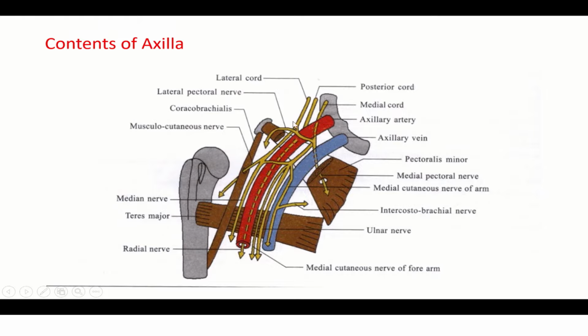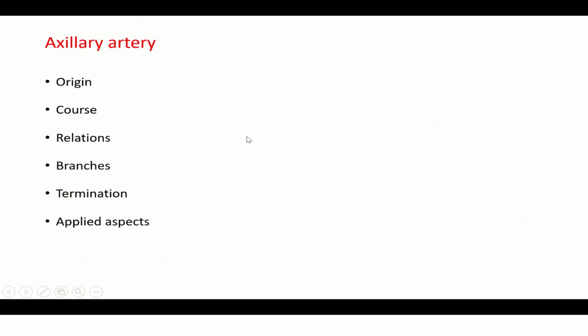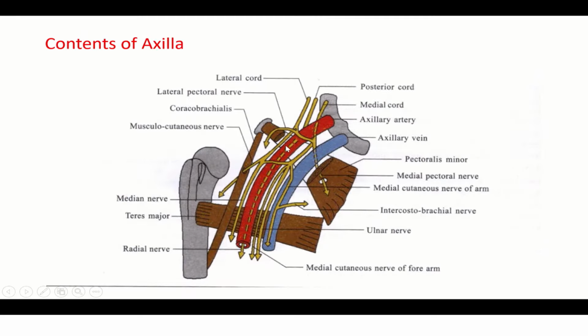Here you can see the lateral cord continuing laterally in relation to the second part, the posterior cord continuing posteriorly in relation to the second part, and the medial cord continuing medially in relation to the second part. And if you come to the parts, the pectoralis minor divides the axillary artery into three parts. The part proximal to the pectoralis minor is the first part. The part behind the pectoralis minor is the second part. The part distal to the pectoralis minor is the third part.